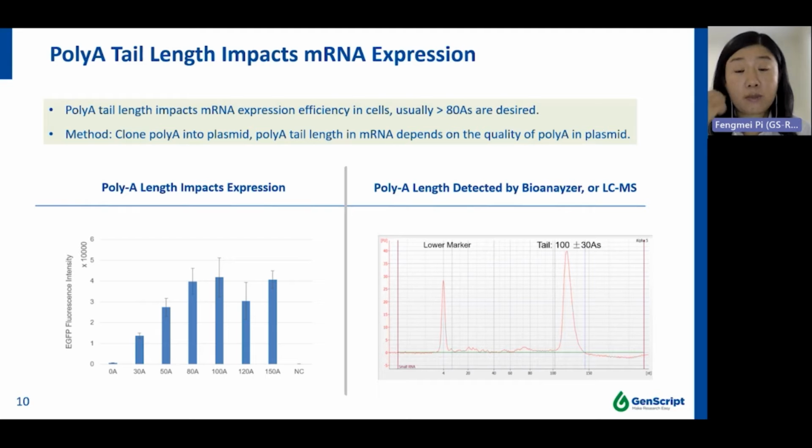And at the end, the mRNA poly A tail quality can be detected. We have a method developed here where you do an enzyme treatment and then measure the poly A tail length by either Bioanalyzer or LC-MS. LC-MS will give you more precise results. With the Bioanalyzer using the small RNA analysis kit, you have an error range of about 20 or 30%. That's due to the detection method. But LC-MS will give you quite accurate results for poly A tail numbers.